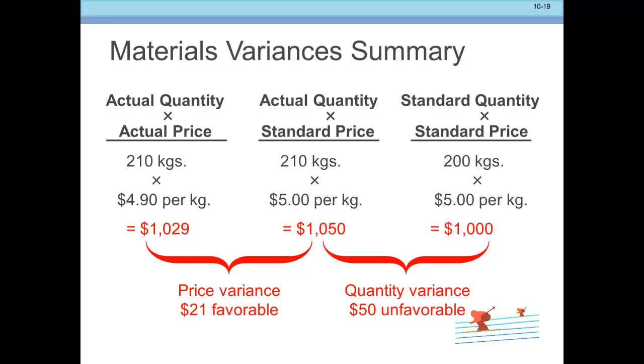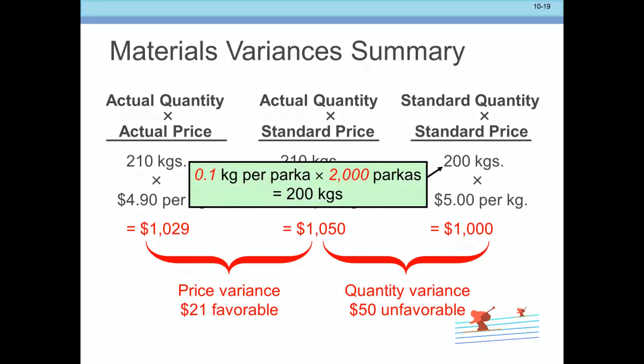Remember that all this is at current production levels. So the 200 kilograms under the standard quantity times the standard price is from 2,000 parkas produced times the amount of fiberfill it should have taken, or 0.1 kilograms.